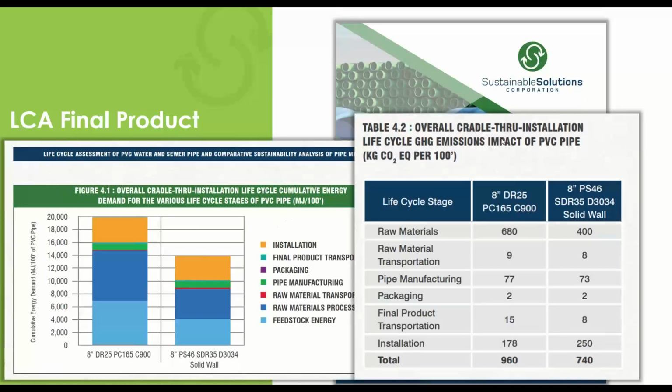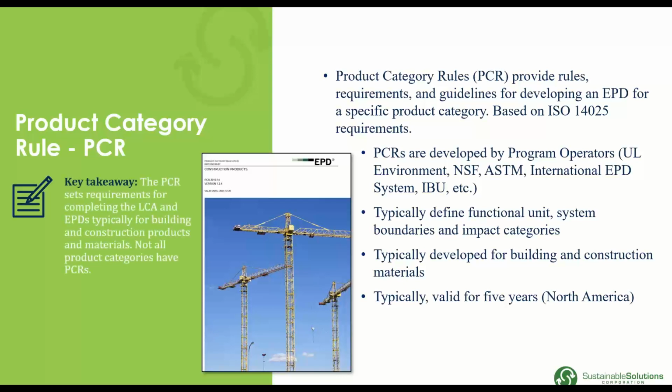But then if we wanted to look at the overall cradle through installation life cycle greenhouse gas emissions, this would be basically the carbon footprint. You can see here we would look at all the stages, and by far raw materials has the biggest impact here. 680 kilograms of CO2 equivalent per 100 feet of pipe is coming from raw materials for this particular 8-inch pipe. The total is 960, with installation being a huge driver. So this is the kind of information we get from an LCA report.